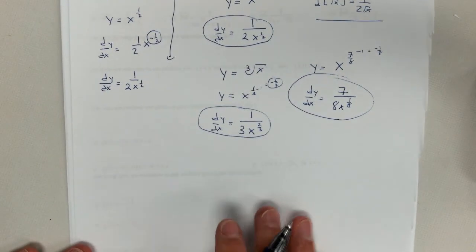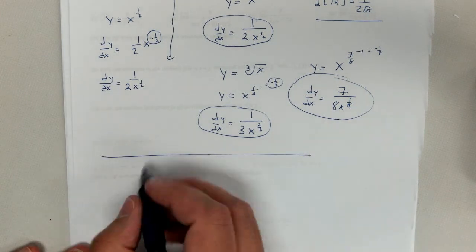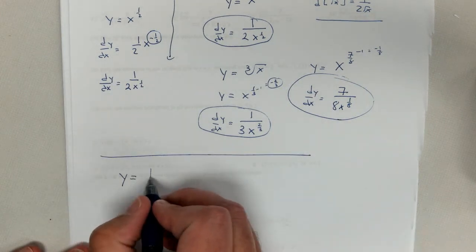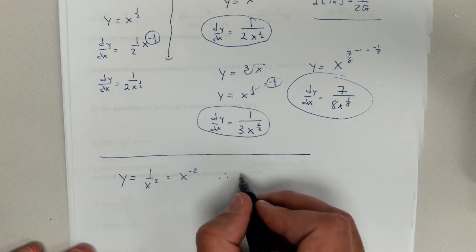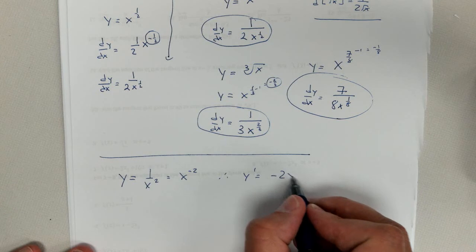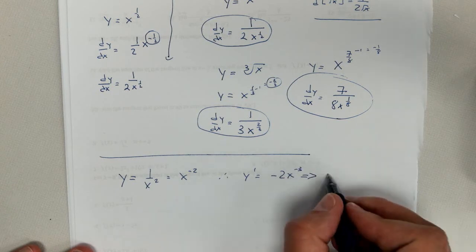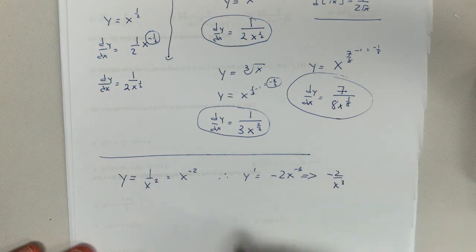We can also use a similar trick to rational functions. Let's say we have y equals 1 over x squared. Well, we know we're going to bring this up to negative 2. Therefore, our derivative, negative 2x to the negative 3, which becomes negative 2 over x cubed.